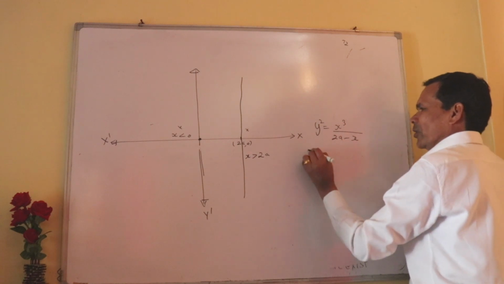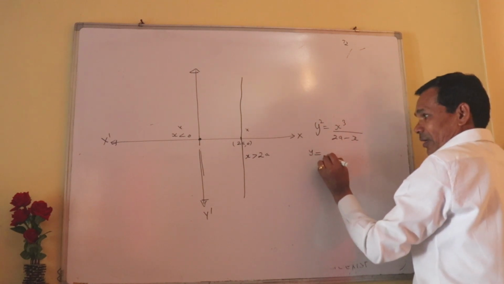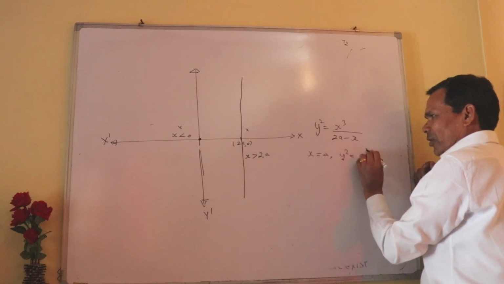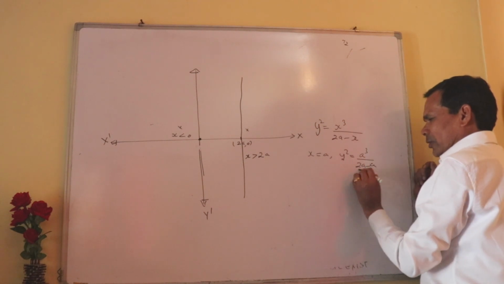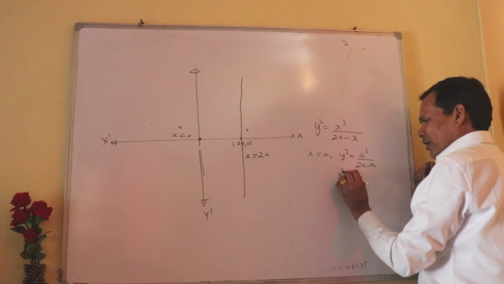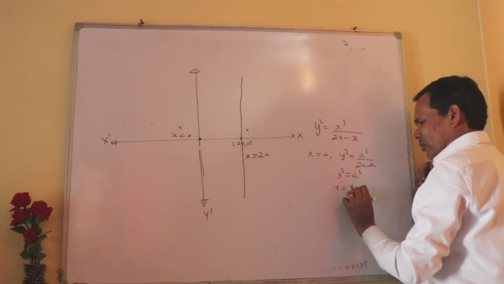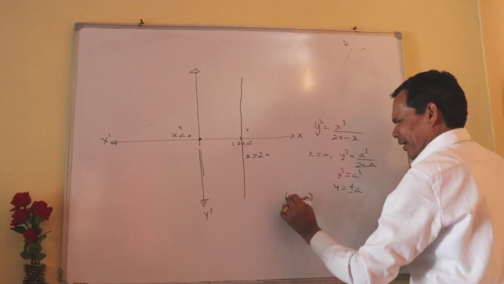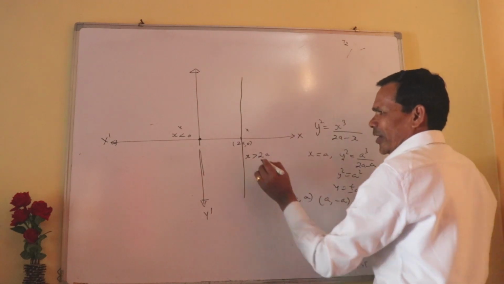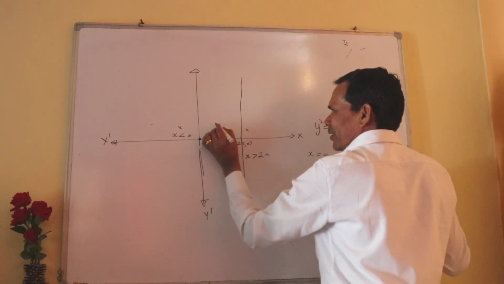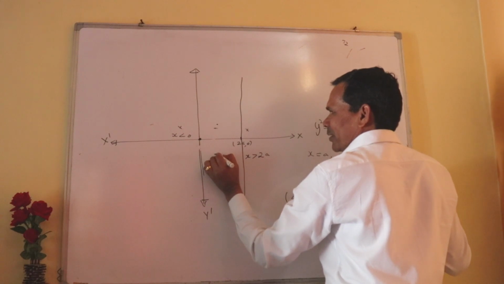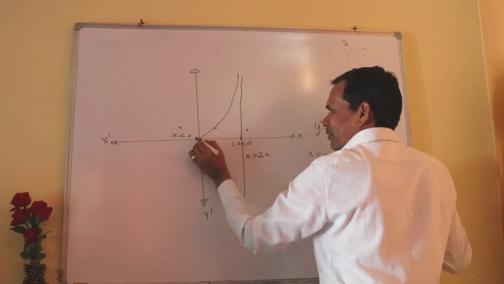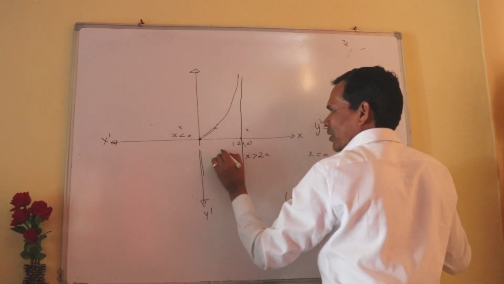You can have this particular curve in the explicit form, x cube upon (2a minus x). If I put x is equal to a, then what happens? You are getting y square equal to a cube upon (2a minus a), which is a square. So y is equal to plus or minus a. So these are the points on the curve, (a, a) and (a, minus a). This point is located over here, somewhere here, and one point here.